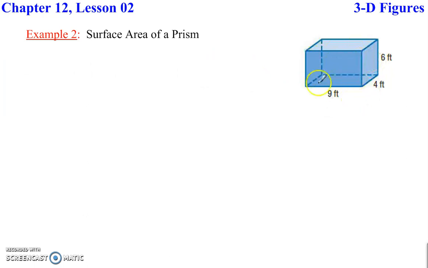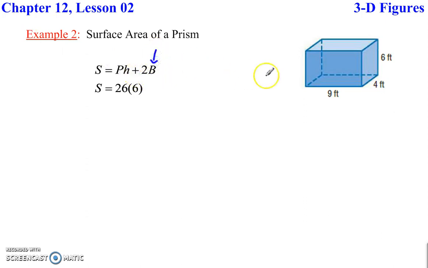Okay, so if I want to find the surface area here, there's several ways to do that. One of those ways is take the perimeter of the base, so 9 plus 4 plus 9 plus 4, times the height, which is 6, and then plus 2 times the base.